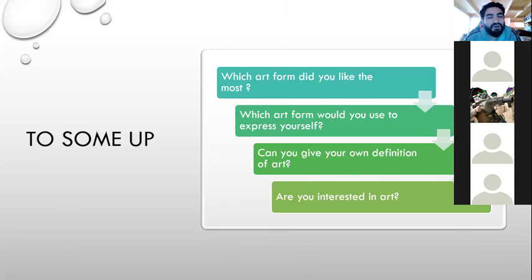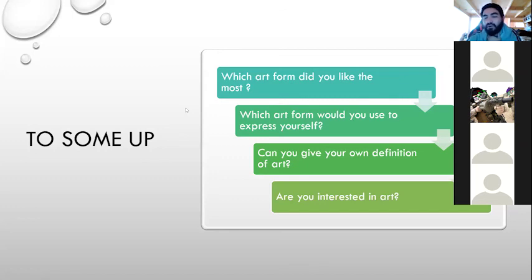Can you give your own definition of art? ¿Puedes dar tu definición de arte? Can you give your own definition of art? A way to express and interpret everything around you, whatever way you want. Excellent definition. I really like that.